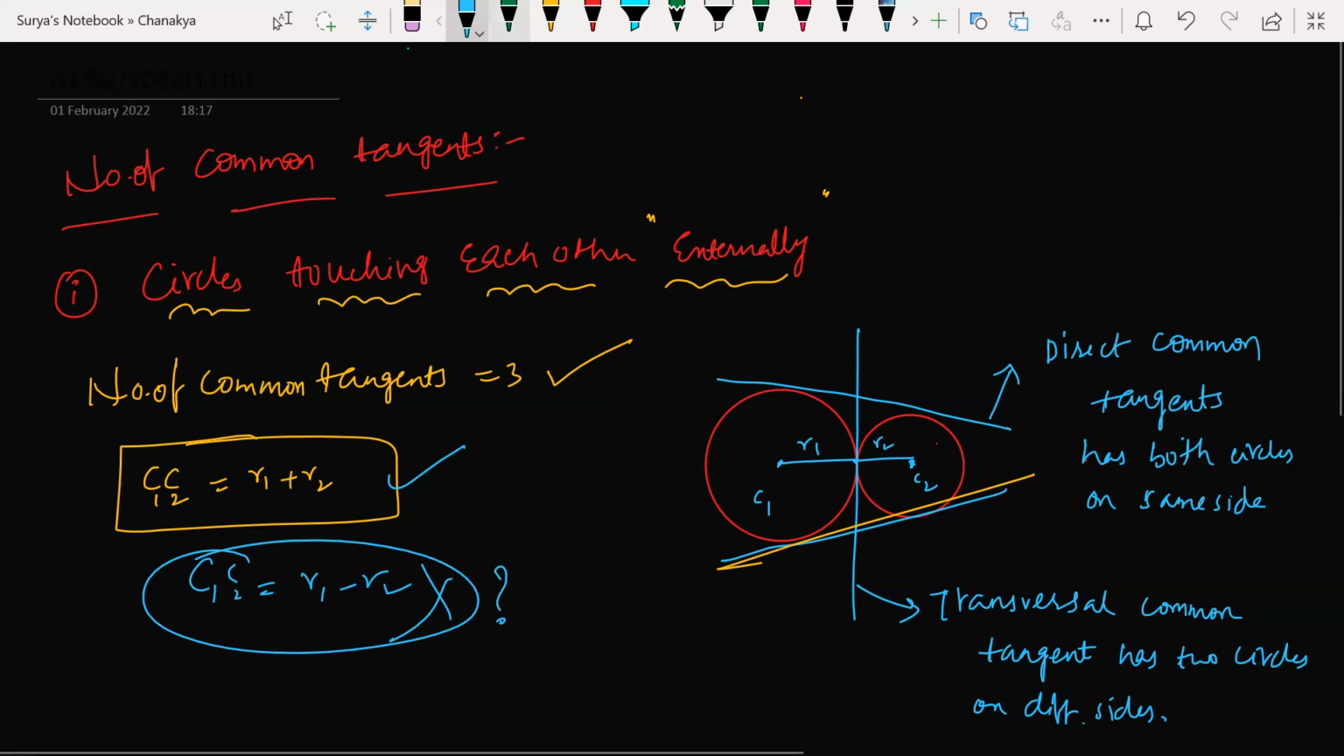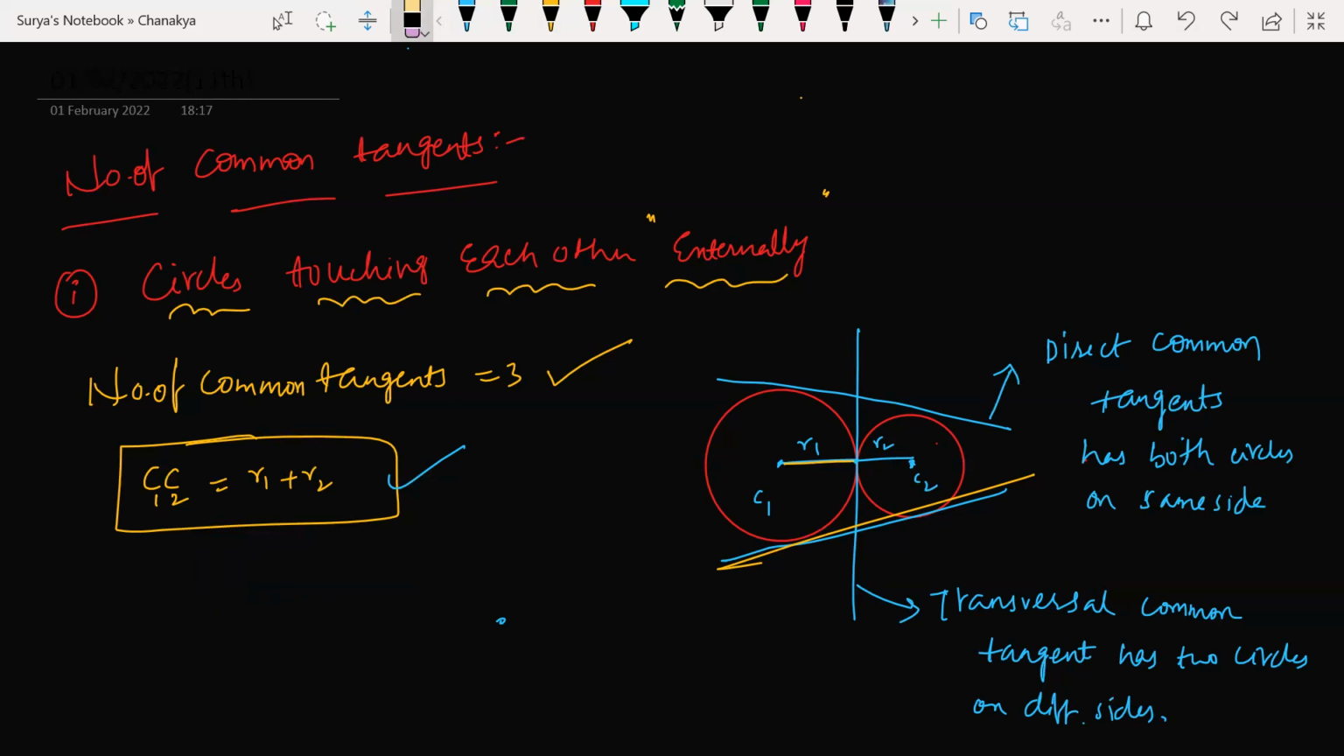Look, how can it be possible? Subtracting R2 from R1, how come it is equal to C1 C2 there? No, not possible, right? The distance between C1 and C2 will always be equal to the summation of radii. When is this condition going to help us? When two circles are touching each other externally.